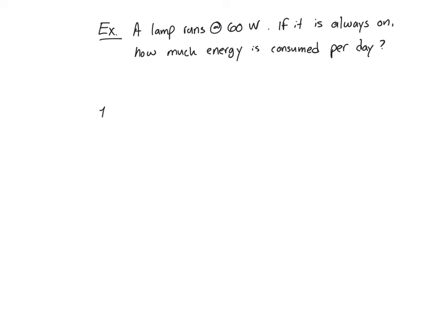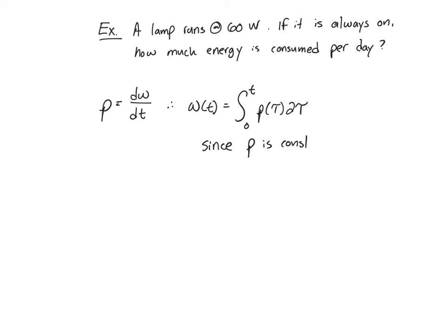Okay, so we know that power is the first derivative of work with respect to time. Therefore, energy or work can be found as the integral from 0 to some time point t of the power as a function of time. Since in this case power is constant, we can rewrite this as just being power after some time point t. Maybe we'll put time point t0.